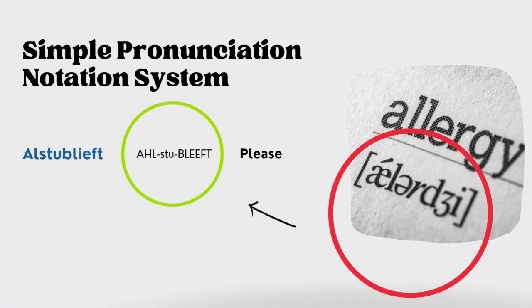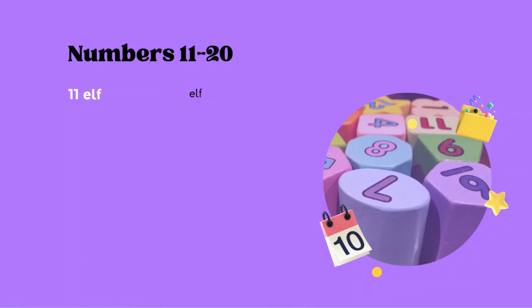Let's continue. We're going to continue with the numbers 11 to 20. But we're not doing that all at once. We're doing that in 2 blocks. So first we're going to look at a block of 4 numbers. We're going to look at 11, 12, 13 and 14. So the first one, 11, that is in Dutch called elf.